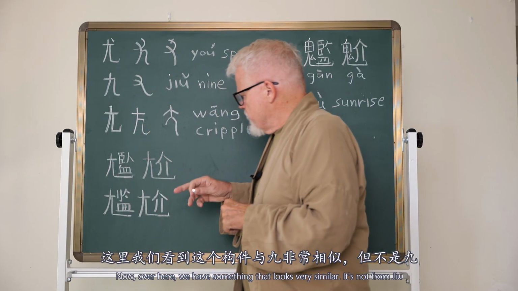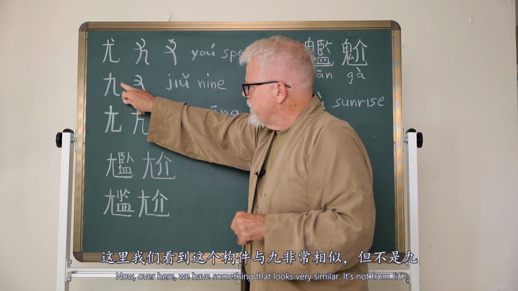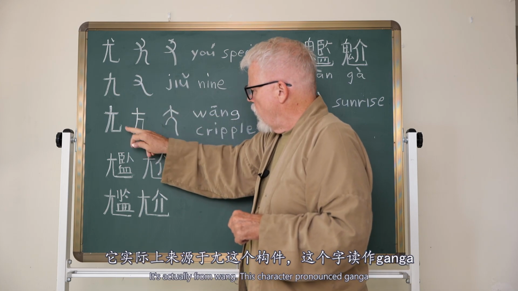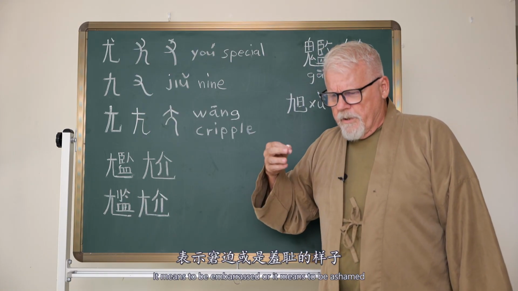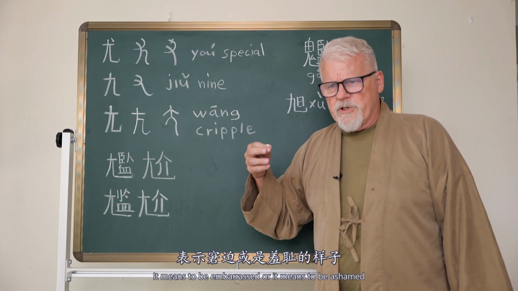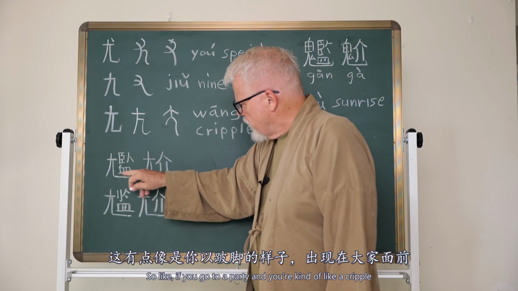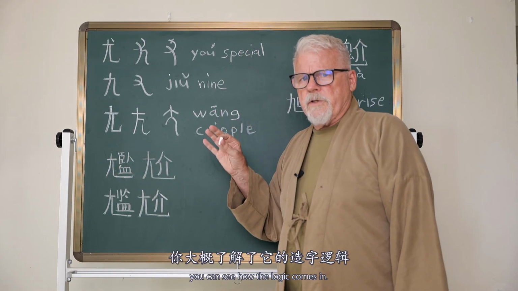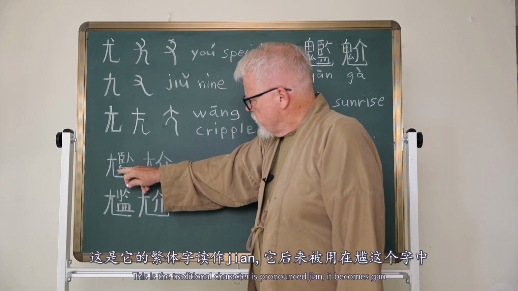Now over here we have something that looks very similar. It's not from Jiu, it's actually from Wang. This character is pronounced Ganga. It means to be embarrassed or to be ashamed. So like if you go to a party and you're kind of like a cripple, you can see how the logic comes in. This character here, this is the traditional character.